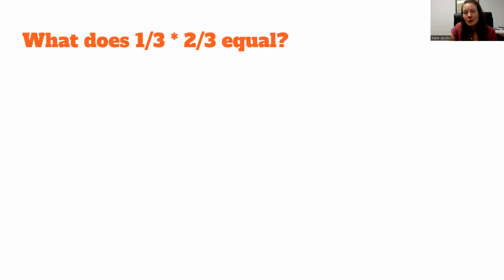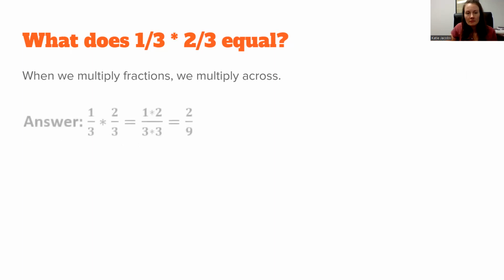All right, so what does 1/3 times 2/3 equal? So when we multiply fractions, we multiply across. Whenever we're doing any sort of math for this class, it's really important that you're writing out all your work. So here we multiply our numerators across. So 1 times 2 is 2. So that's for our numerator. And then we're going to go ahead and multiply our denominators across. And then we see that 3 times 3 is 9.